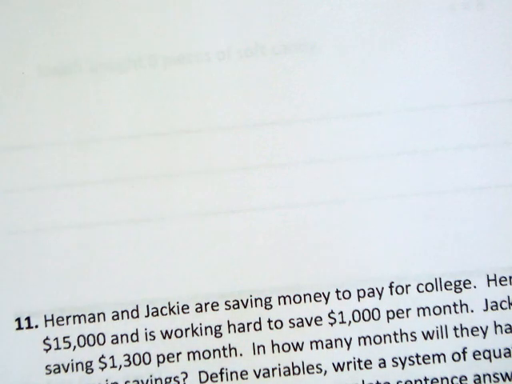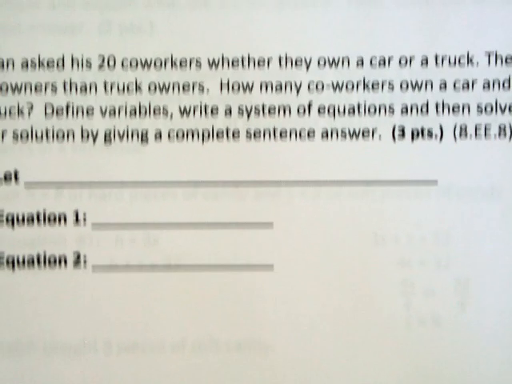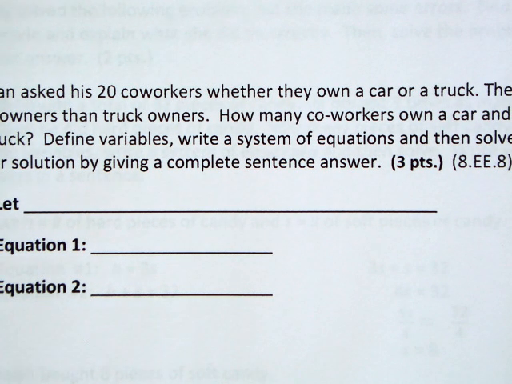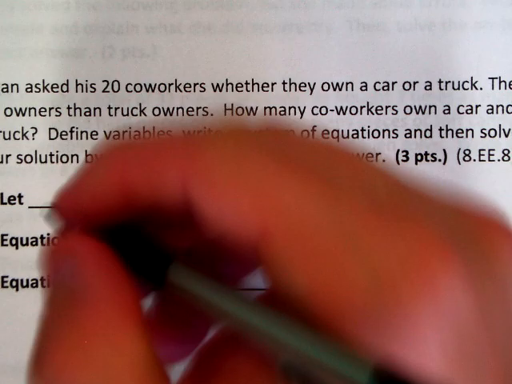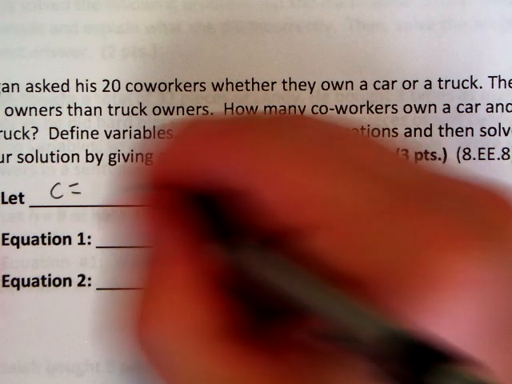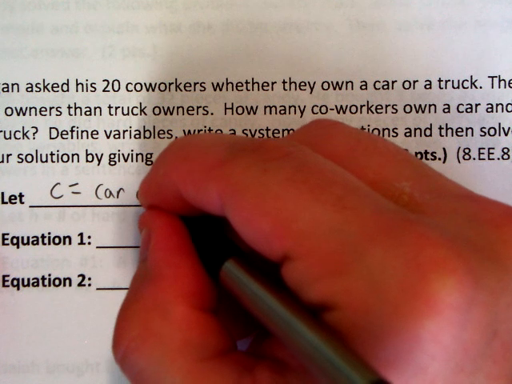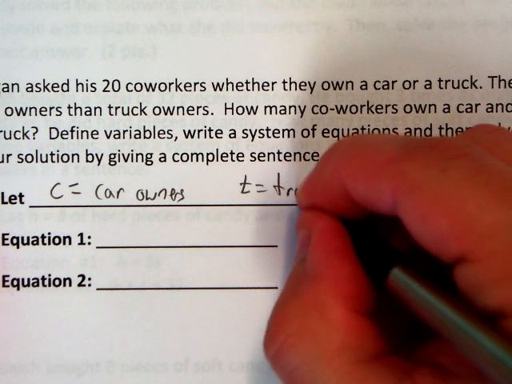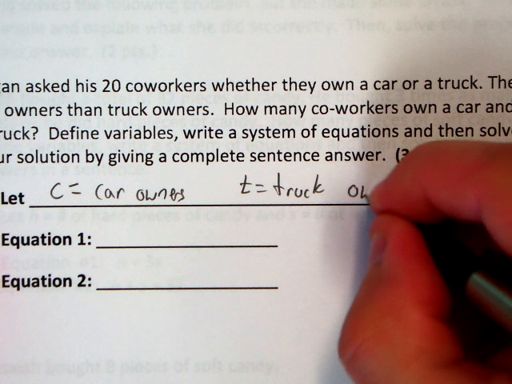Next question, number 10, very top of the next page. It says, Logan asked his 20 coworkers whether they own a car or a truck. There were 6 more car owners than truck owners. How many coworkers own a car and how many own a truck? Define variables, write a system of equations, and then solve, interpret your solution by giving a complete sentence answer. So I'm going to let C equal my car owners and T equal my truck owners.